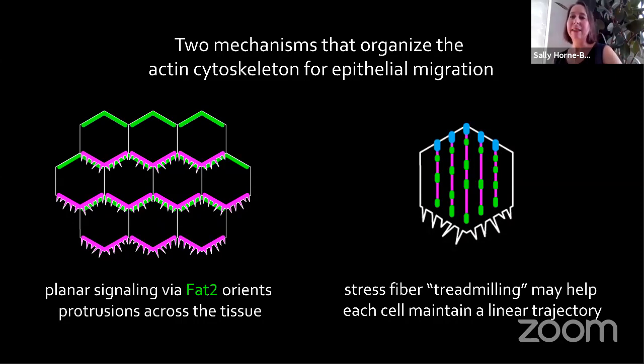This second mechanism is happening on the single cell level, where we have a treadmilling of stress fibers to allow those individual stress fibers to persist over long periods of time as the cell migrates forward. And we believe that, once you have all those cells organized across the tissue, this can then help to enforce that cell to maintain a linear trajectory and once again feed into the collective motion of the tissue as a whole.